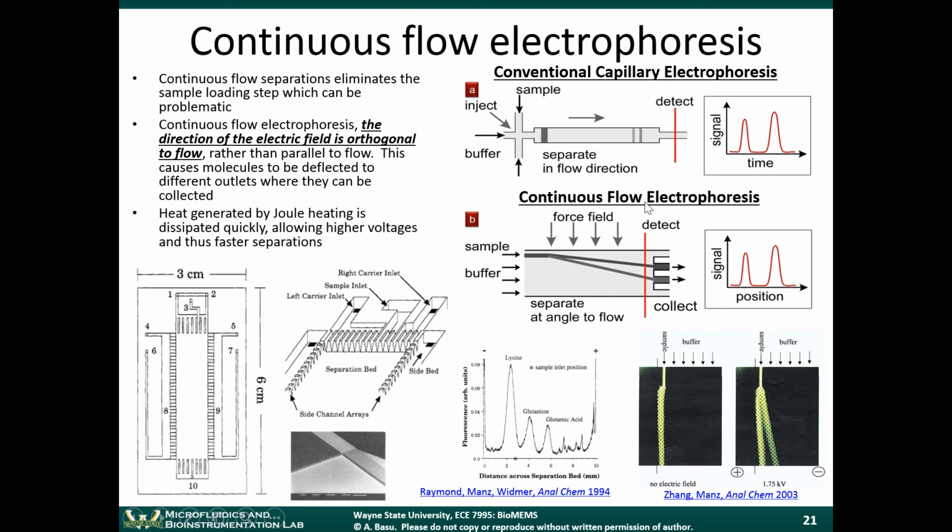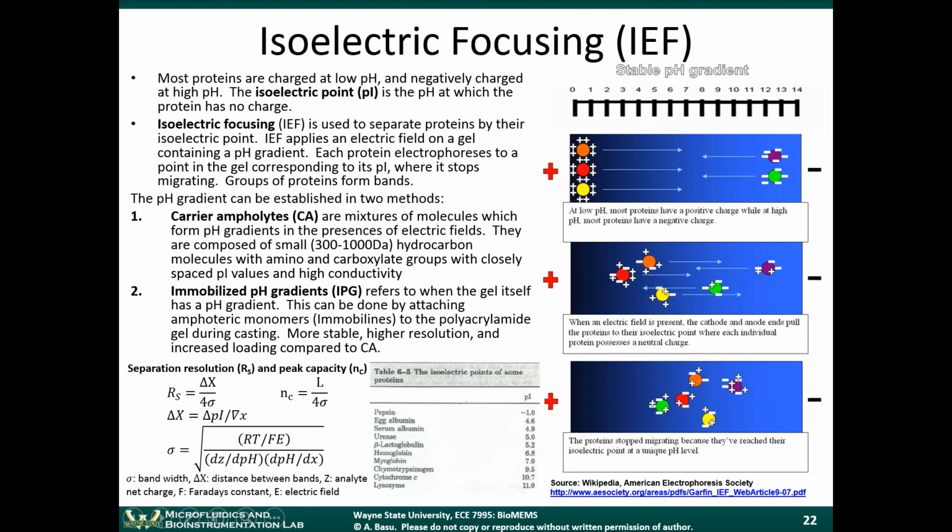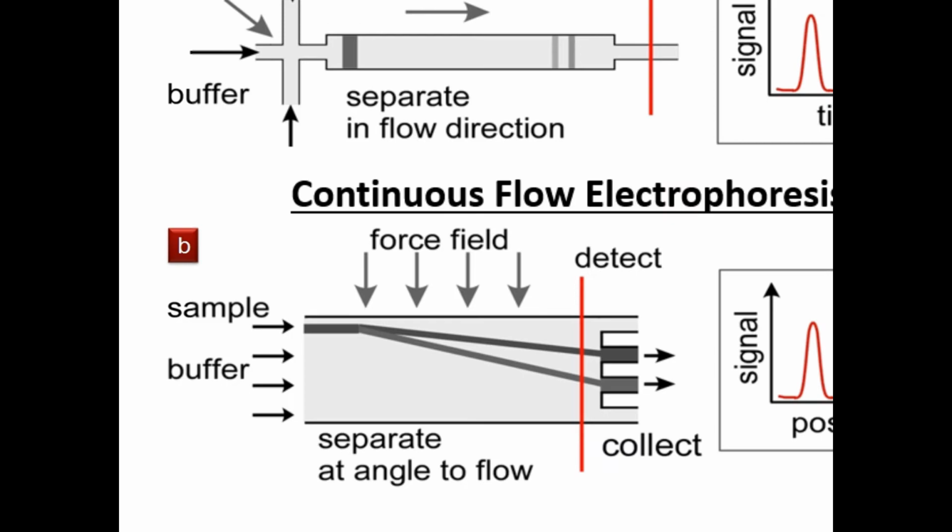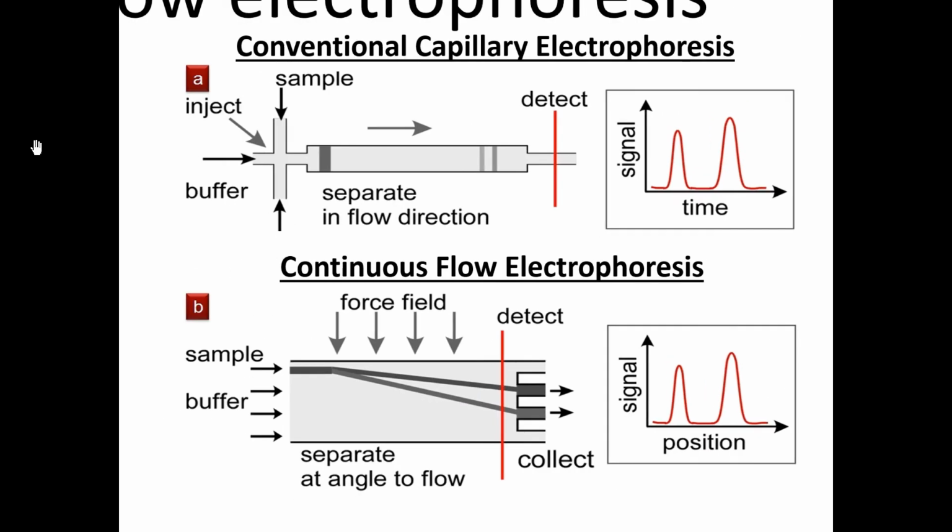Conventional electrophoresis looks something like this, where you load your sample into the channel, and then you have a separation channel, and you have a detector out here. So you get an electrophoregram with time on the x-axis, and the signal is on the y-axis. In continuous flow electrophoresis, it's a little bit different. Instead, what you do is you load your sample into a channel, and that channel has laminar flow. The field that you put in here is orthogonal to the direction of flow. That is the key difference.